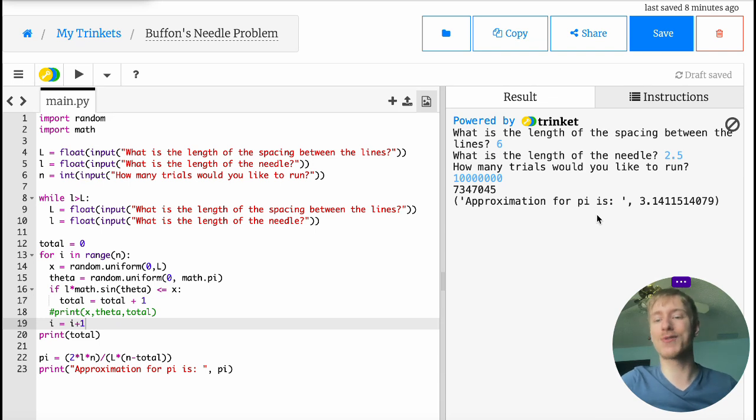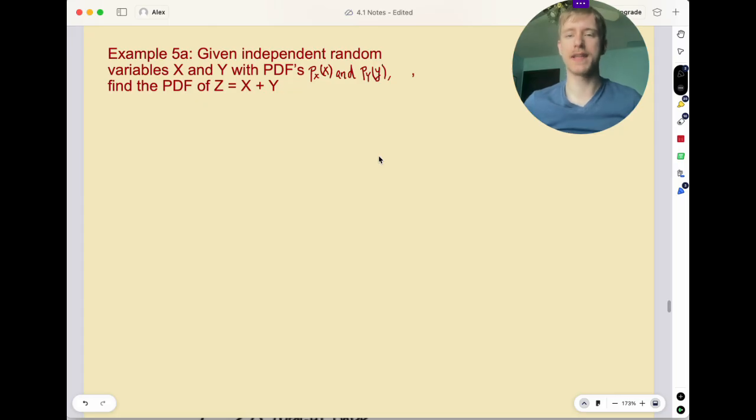Okay, let's go back to our last example. All right, let's tackle this last example. It's kind of an important one, and it pops up every now and again. It says, given independent random variables x and y with PDFs given here, find the PDF of the random variable z, which is equivalent to x plus y.